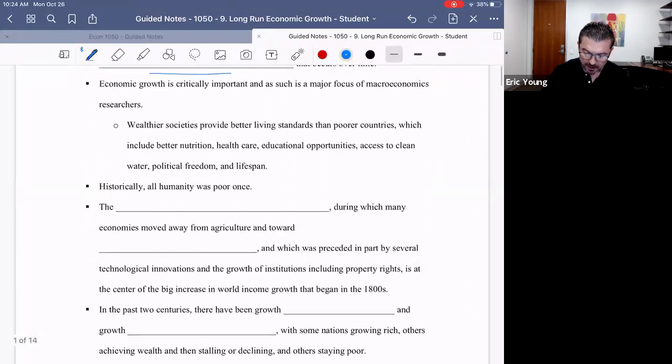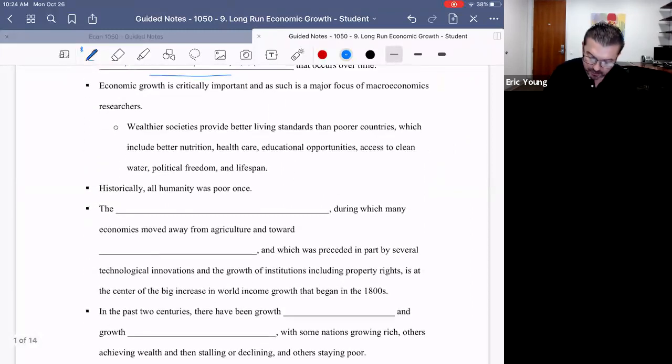What's important is that you bear in mind that economic growth is critically important to humanity. We said from the beginning of this class that economics is a way to think about how to make people better, ways to help humanity thrive, ways to help people flourish. And economic growth does that.